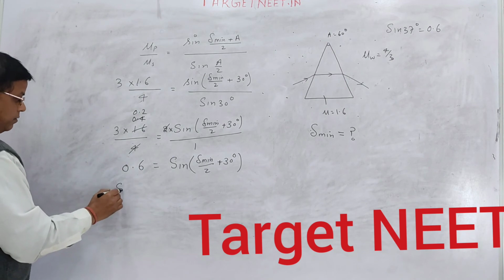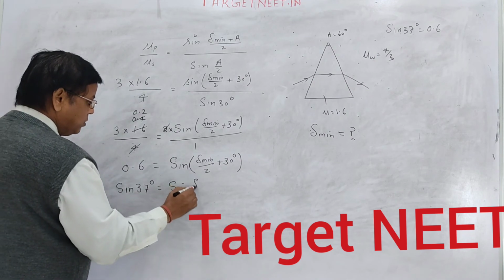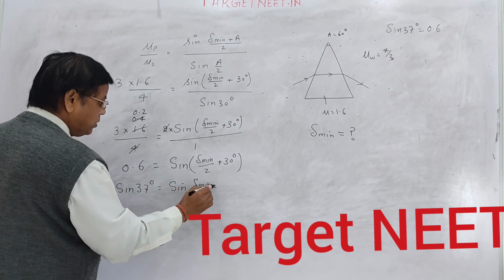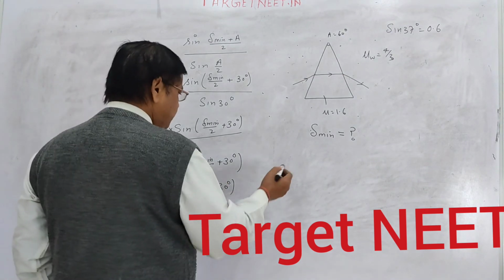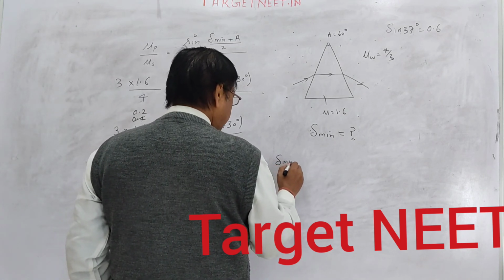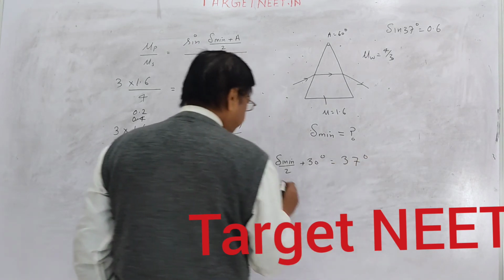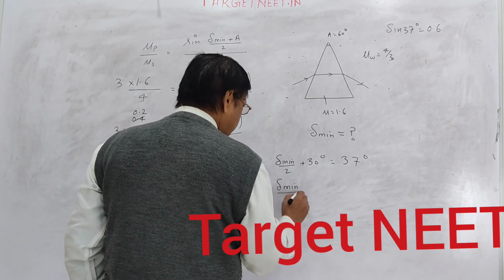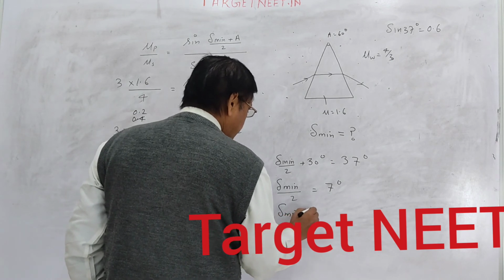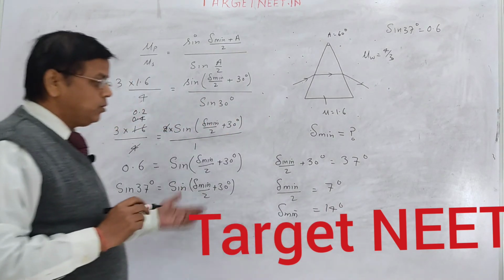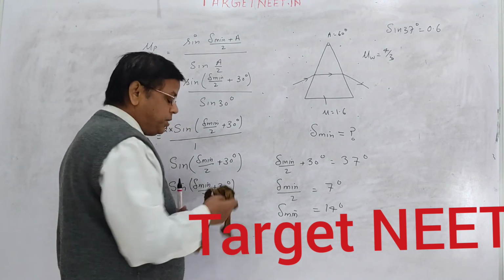This is sine 37. Sine of minimum deviation by 2 plus 30 degree. It means this angle should be equal to this angle, so we can equate minimum deviation by 2 plus 30 degree is equal to 37 degree. Minimum deviation by 2 is equal to 7 degree. So minimum deviation is 14 degree. So this is your answer. This is asked in JIPMER in 2015.